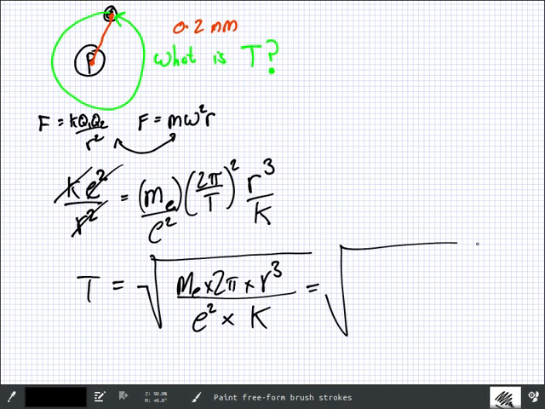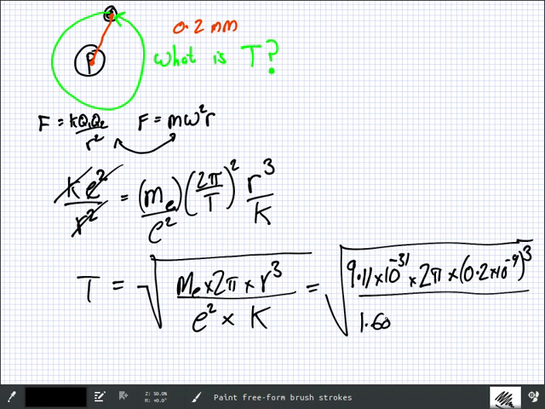So, what's the mass here? It's 9.11 times 10 to the minus 31 times 2 pi times 0.2 times 10 to the minus 9, cubed. Oh, sorry. Yeah. 1.602 times 10 to the minus 19 squared times 8.99 times 10 to the 9. Right, what do you get?